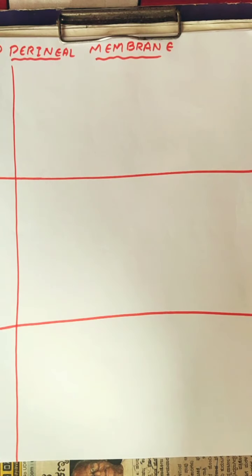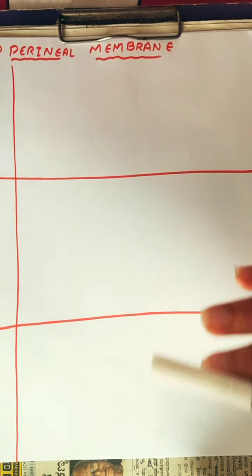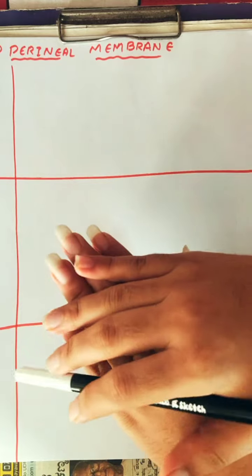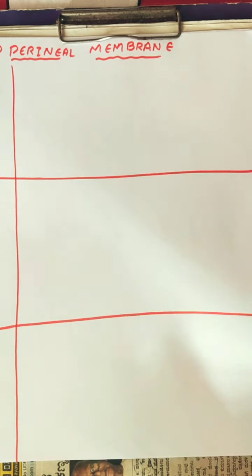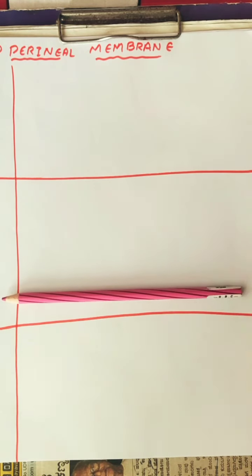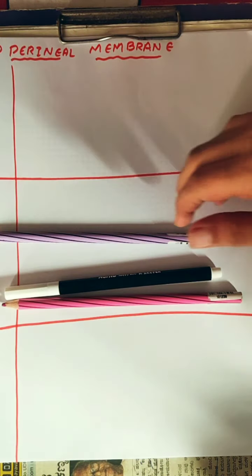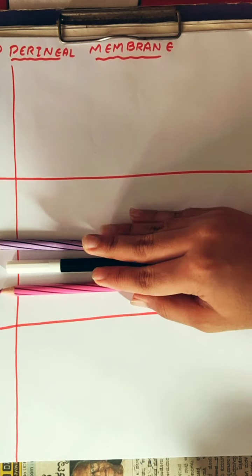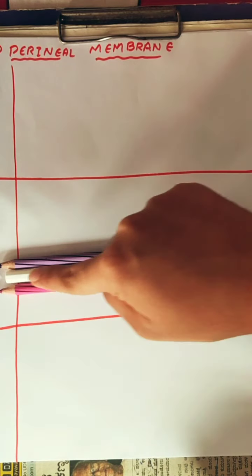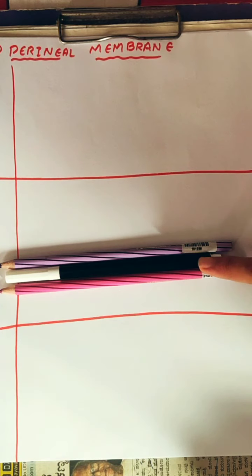So hello friends, we'll be studying about the perineal membrane and the three structures present in these perineal membrane. So there is superficial perineal space, below that there is perineal membrane, and below that there is deep perineal space. So these come under the perineum. So this is the structure of the perineum: superficial perineal space, perineal membrane, deep perineal space.